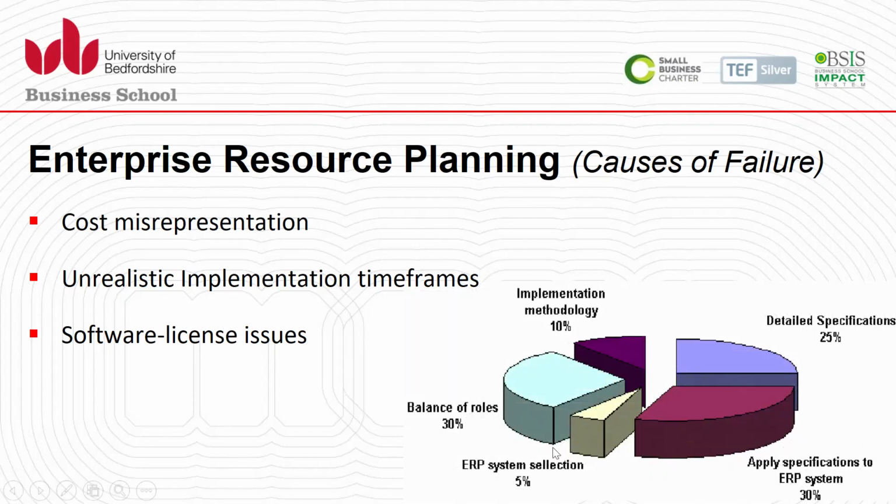We can see in this graphical illustration some statistical data that shows what can be the reasons. We can see the major pie chart portion coming from the specification. If they are not right, that is going to be a big chunk of the failure reason, or if specifications are not properly detailed, that can be a reason, or if the balance of roles and responsibilities is not defined properly.